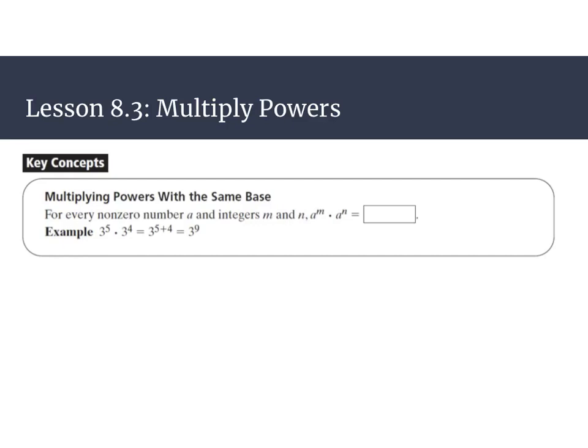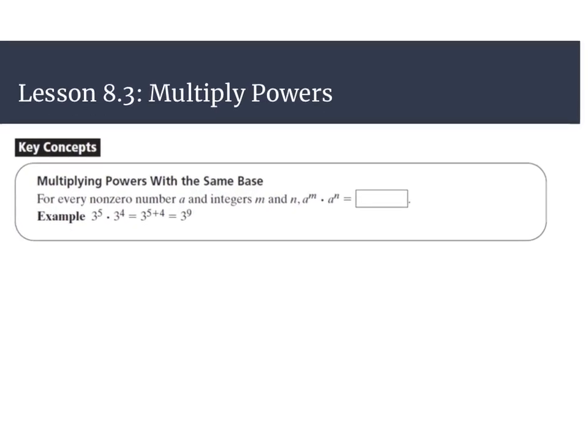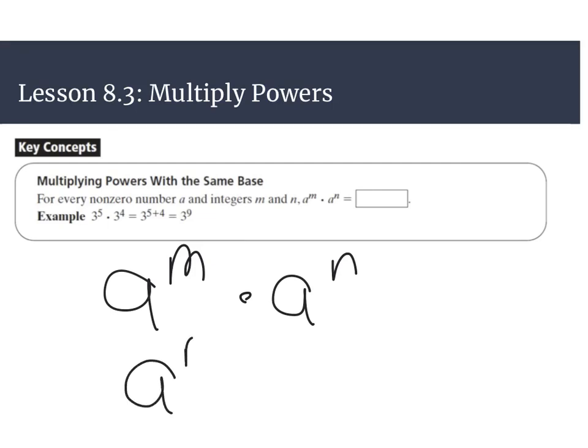So the rule tells us that if we have a to the m times a to the n, and again, notice how we're multiplying two numbers that have the same base but different powers, or they could have the same power as well. The rule tells us that we add the powers and we have one single base. That's our rule. Again, in class we'll talk about why, how. I'll show you some examples.